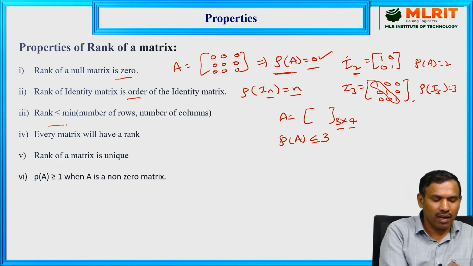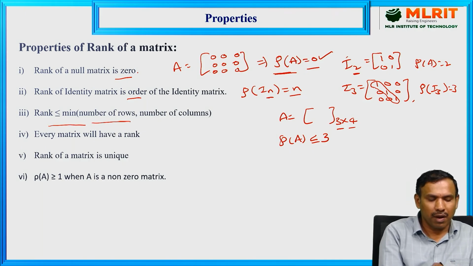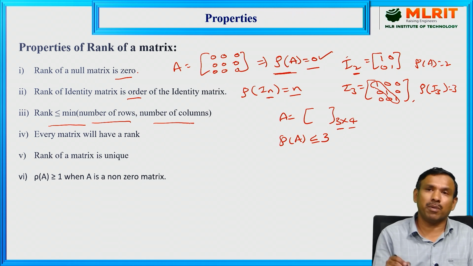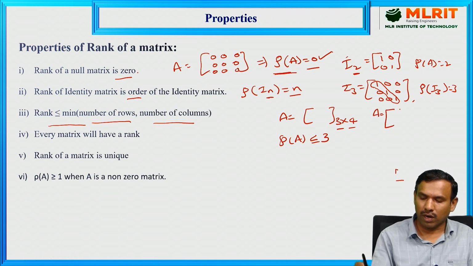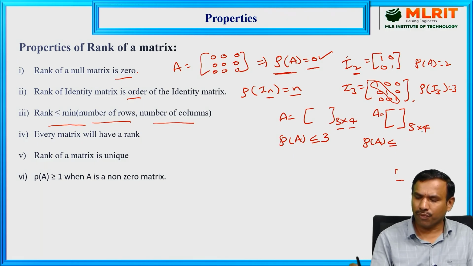Rank is less than or equal to the minimum of the number of rows and number of columns, whatever it may be. Suppose A is a matrix given as 5 cross 4. Then the rank will be less than or equal to the minimum of 5 and 4. The minimum of 5 and 4 is 4.